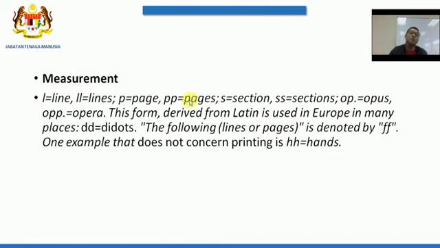Okay, this will show measurement, ukuran. For instance, line, l, shows the value of one. But if it is more than one, or plural form, we will use ll as in lines. pp, pages, ss, sections, more than one, and the list goes on. Okay, I'll give you time to read this one.